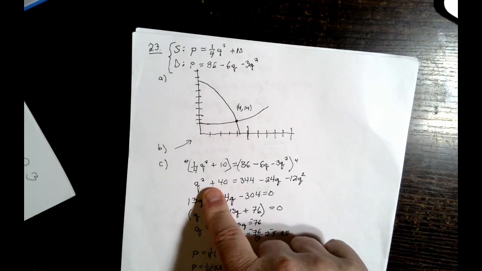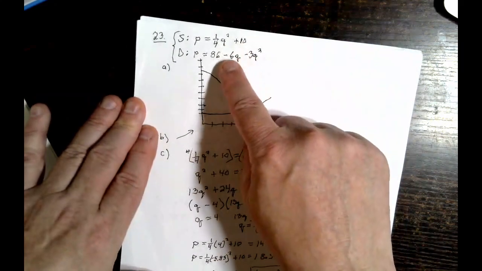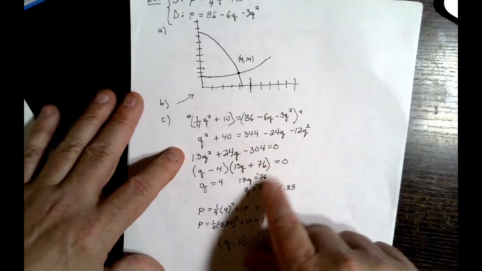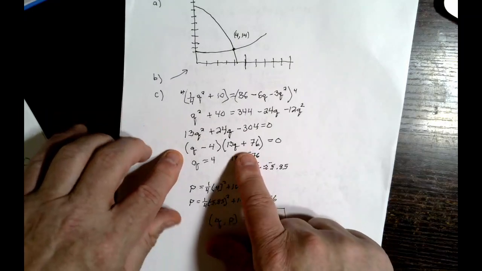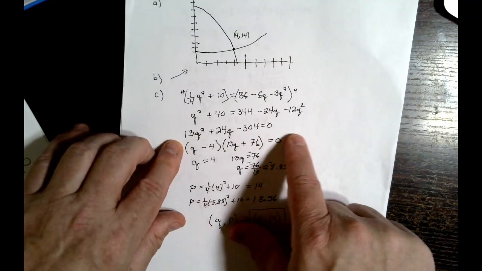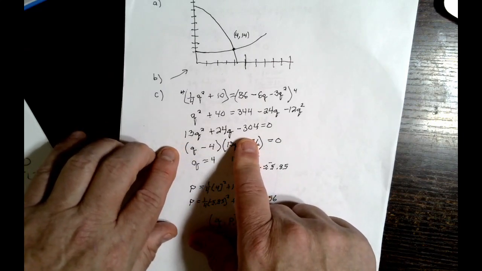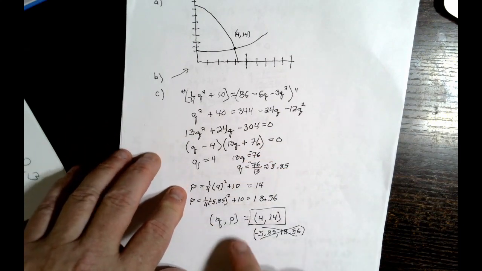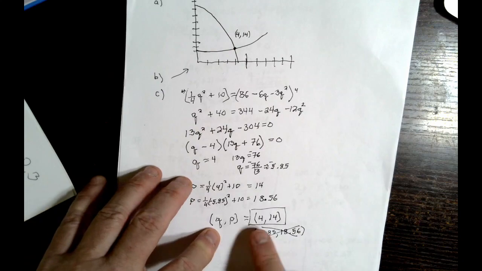Part C says algebraically determine the market equilibrium point. So if they're both set equal to p, you can set them equal to each other. I get rid of my fractions by multiplying everything by 4. I bring everything to one side, and then factor, but you're probably not going to be able to factor that. I would use quadratic formula right here. 13, 24, and minus 304 is your A, your B, and your C. So you end up with 4 or negative 5.85. You throw out the negative. With the positive, you get 14 when you plug it back into either equation. And so 4 and 14 is your quantity and price.